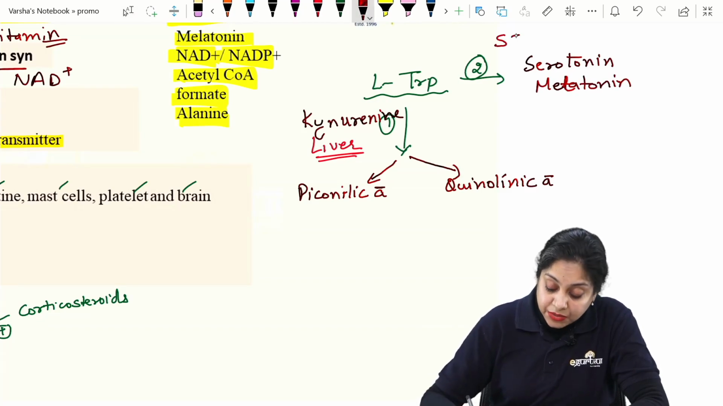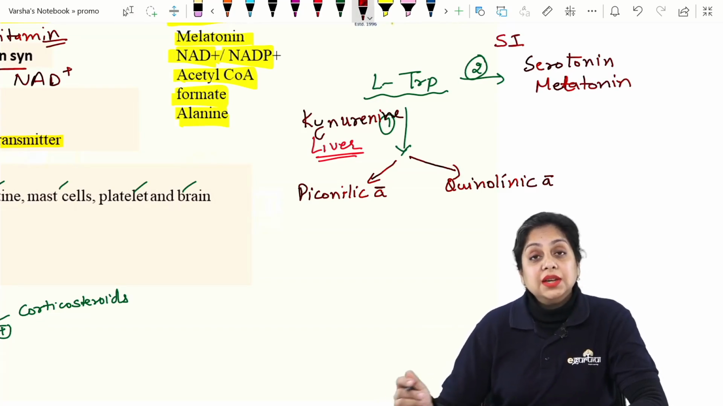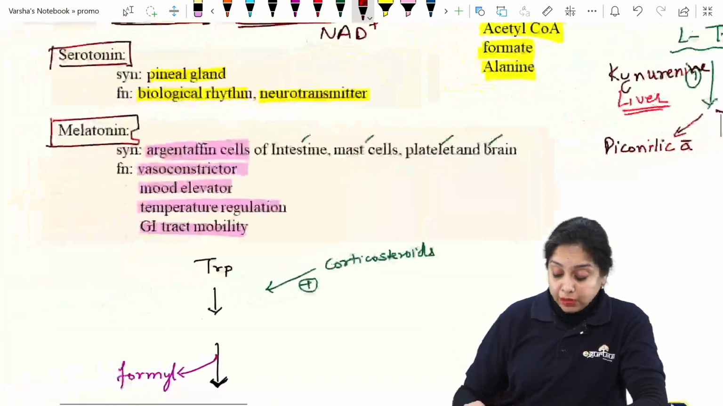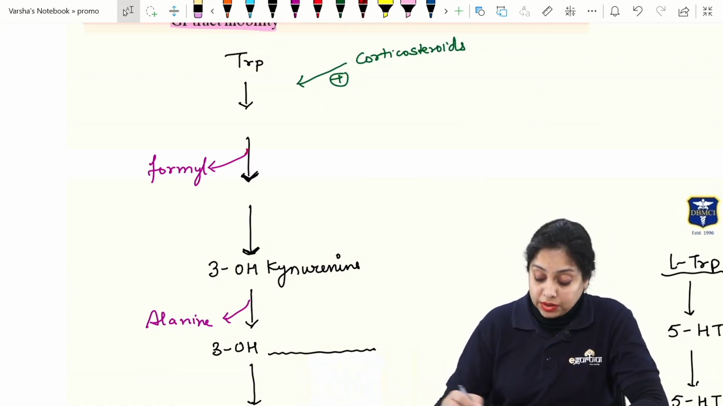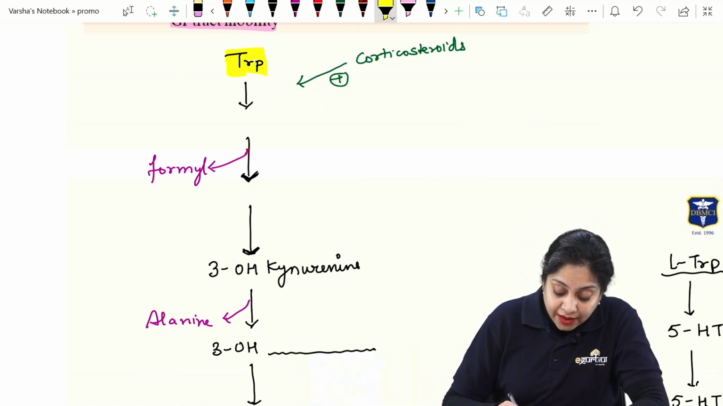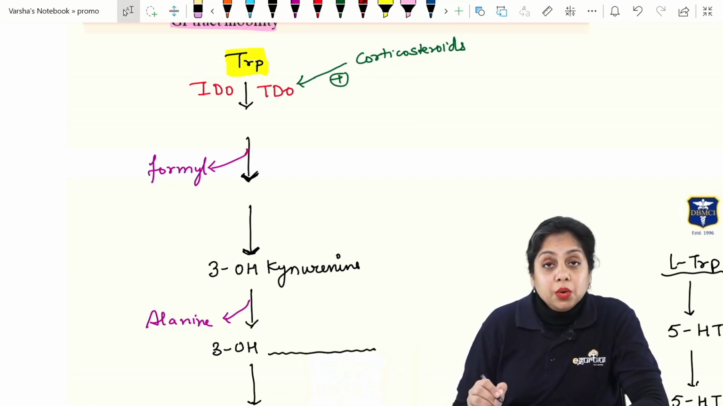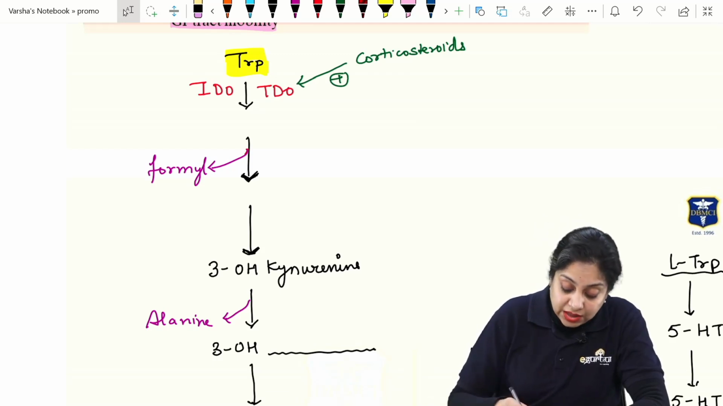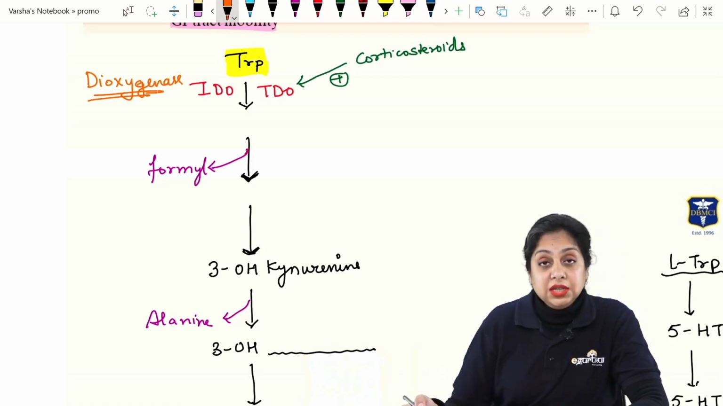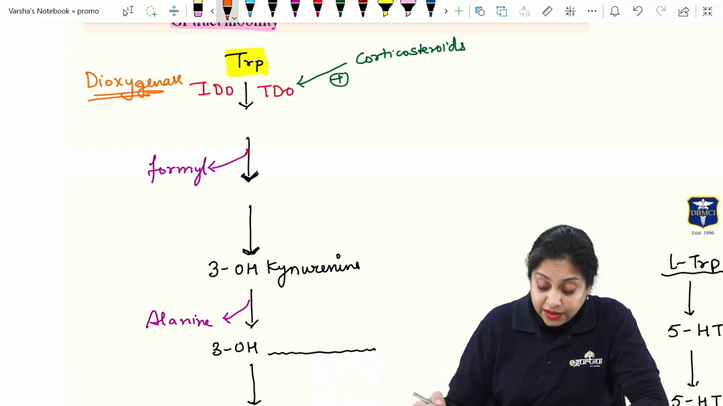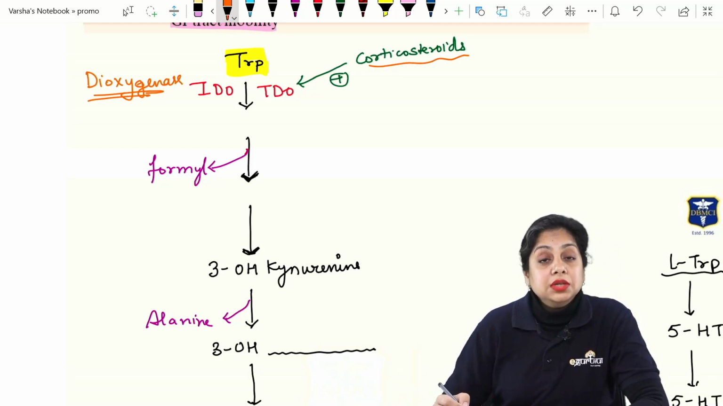Right, and this happens majorly in the small intestine. So these are the two pathways. We will be taking both of them one by one in detail, and we will be majorly focusing on what is important. So tryptophan, right, there are two enzymes here, IDO and TDO. DO means these are dioxygenases. This is also known as the dioxygenase pathway. Right, so these are both the dioxygenases which are present and which are regulated by the corticosteroids, interleukins.